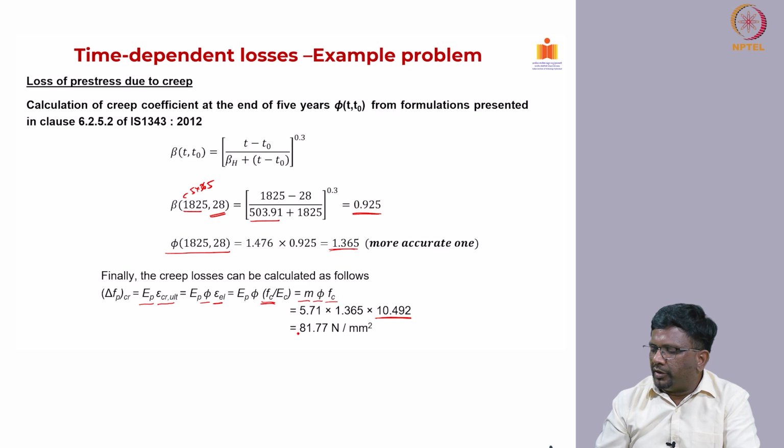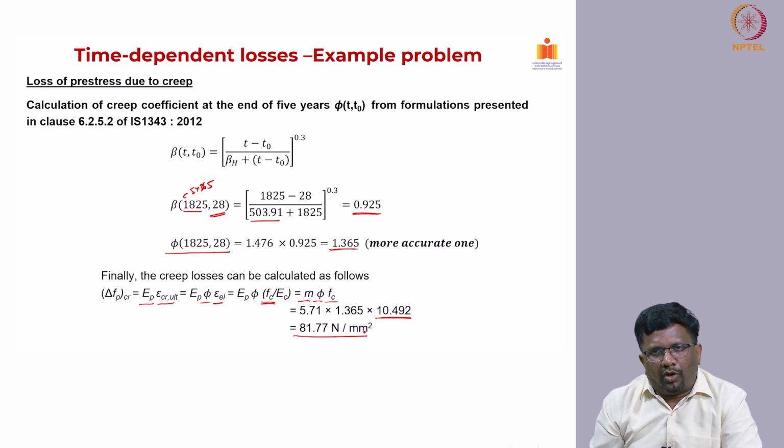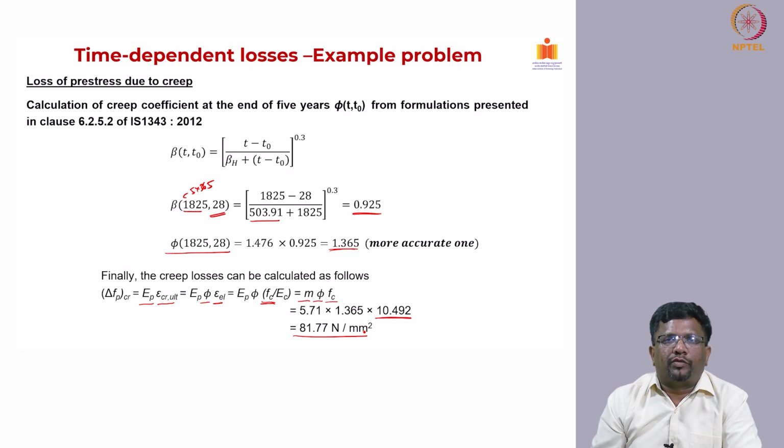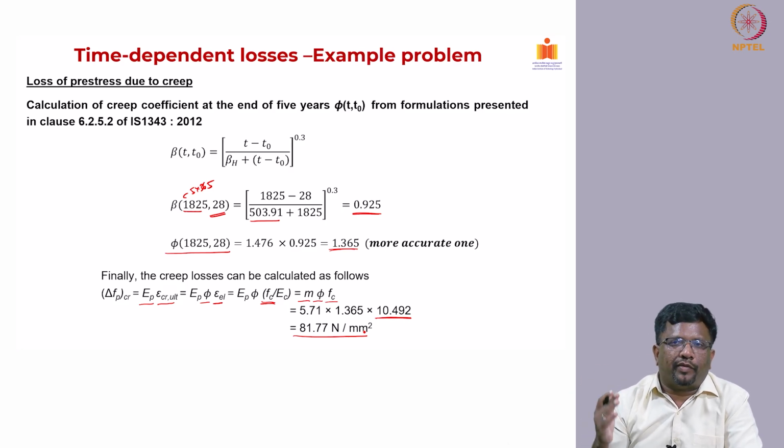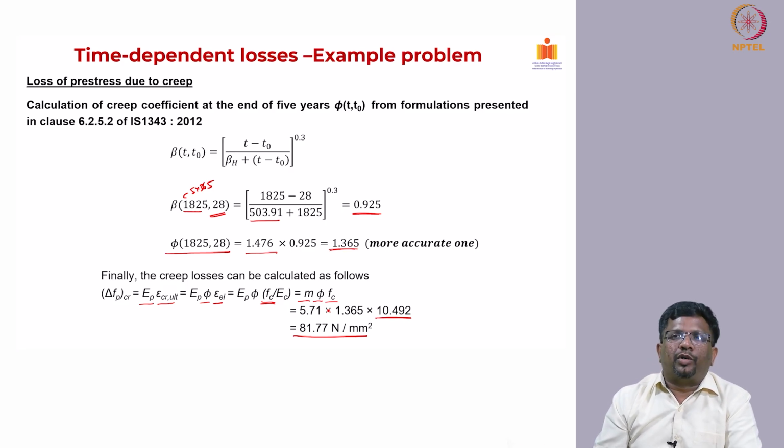So, when you plug in all these equations, you get 81.77 megapascal, which is the loss in pre-stress happening because of concrete creep at the end of 5 years. Now, what would be the creep loss at the end of 70 years? There is no reduction factor. You go back and use 1.476, it will be 5.71 multiplied by 1.476 multiplied by 10.4. It will be slightly higher, right. So, in this way, you can calculate the loss in pre-stress due to creep of concrete.